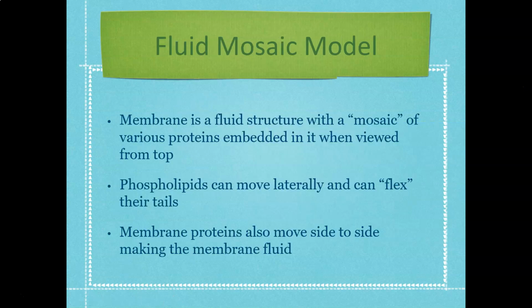Part of their model also takes into account just the fluidity and the way that these pieces are fit together. So they suggested that the model was fluid in and of itself, meaning that phospholipids had the capacity to move around, proteins had the capacity to move around. There was capabilities for flexing of those phospholipid tails to be able to move things across and through them, and that it was just a giant mosaic itself.